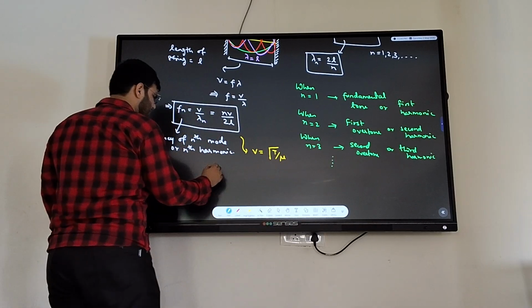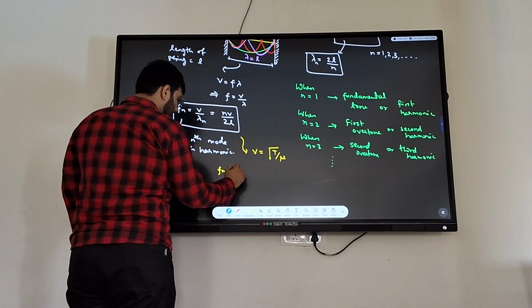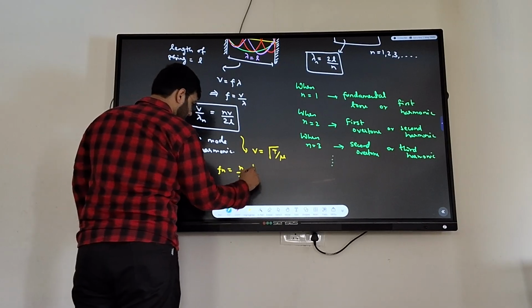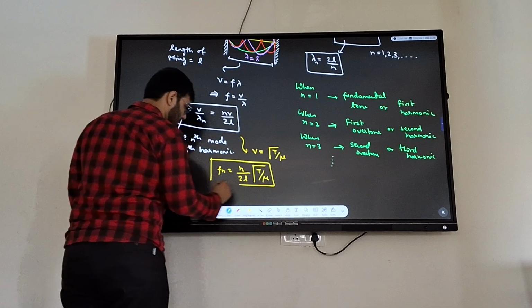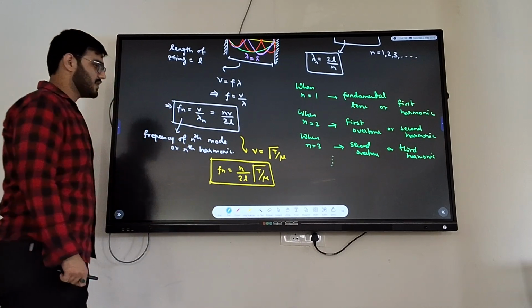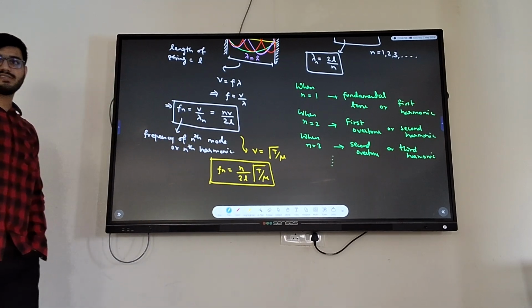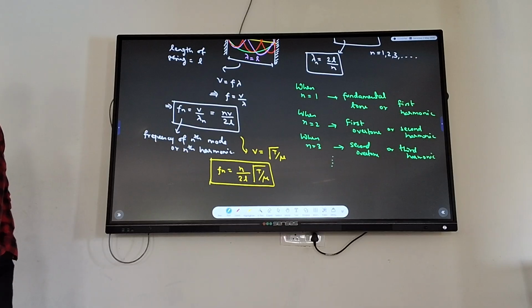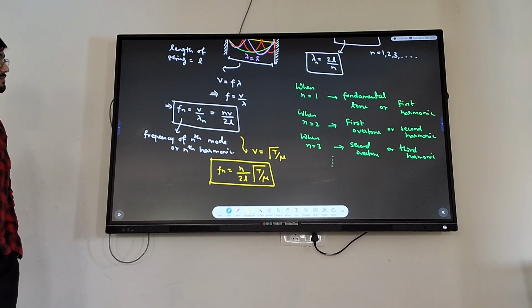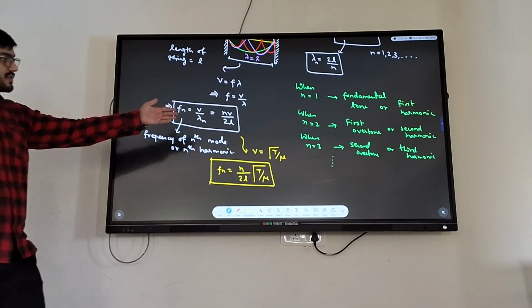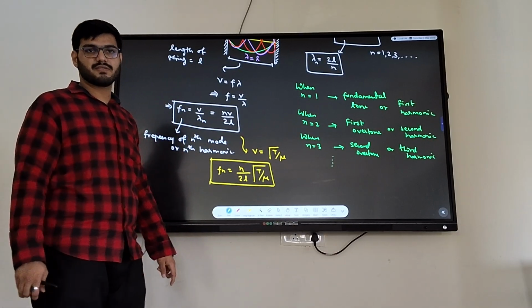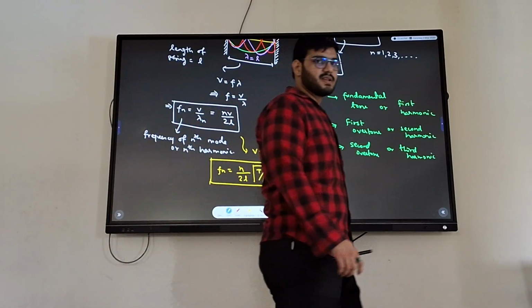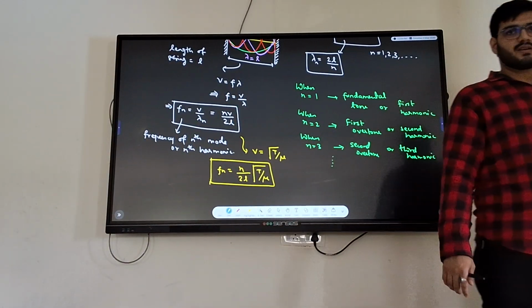Then what should be Fn? It can be written as n by 2L root T by mu. Do you understand? And please remember that the velocity will not change, even though the number of lobes may increase. This n value will change, maybe third harmonic, second harmonic, but the velocity will not change. It's the same medium, same tension. Does it make sense?